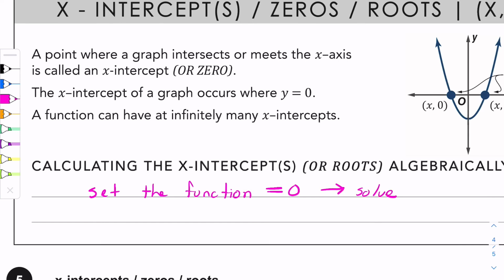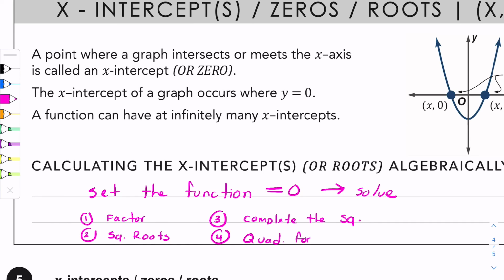Set the function equal to 0 and solve. We have 4 methods. We have factoring, we have square roots, we have completing the square, and we have the quadratic formula. And on the front sheet of your note packet and your practice packet, there's a description of when you want to use each one of these.